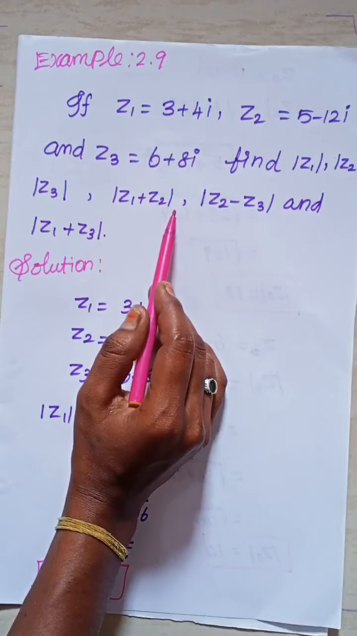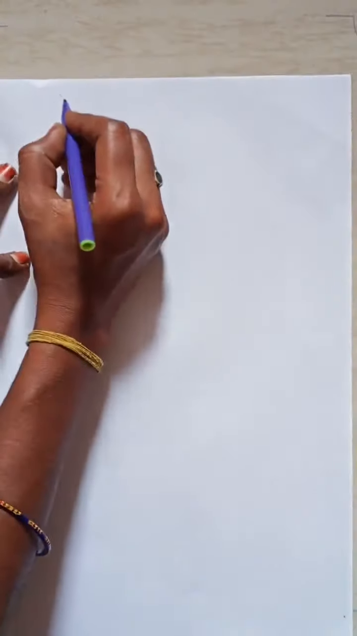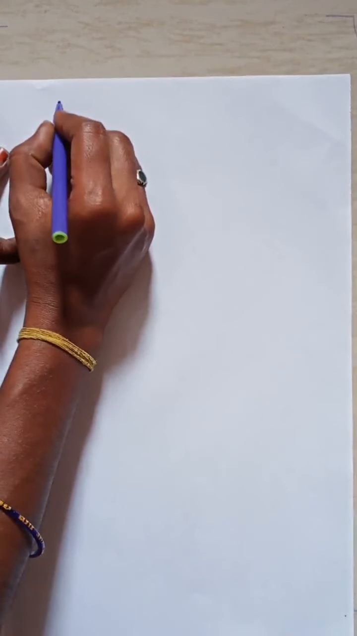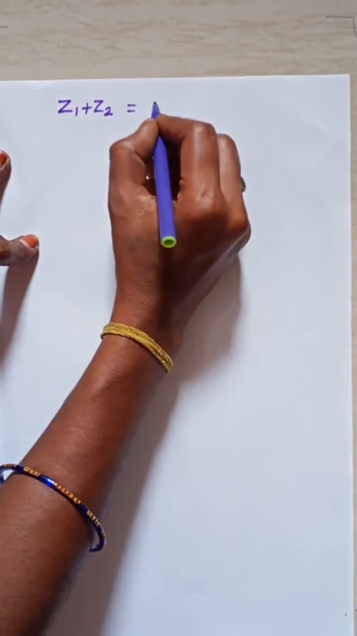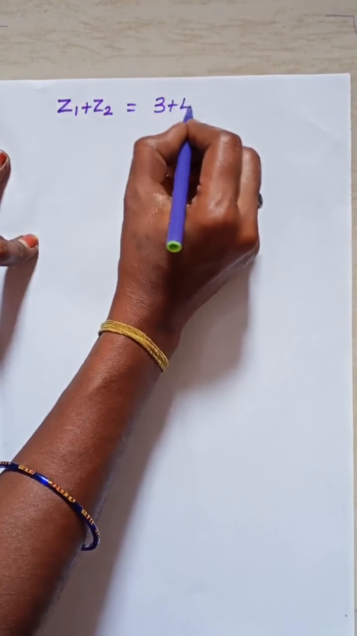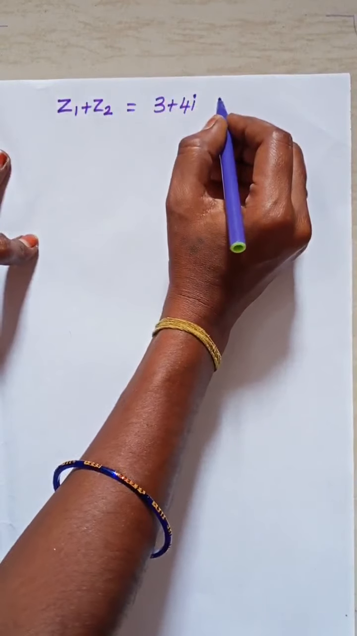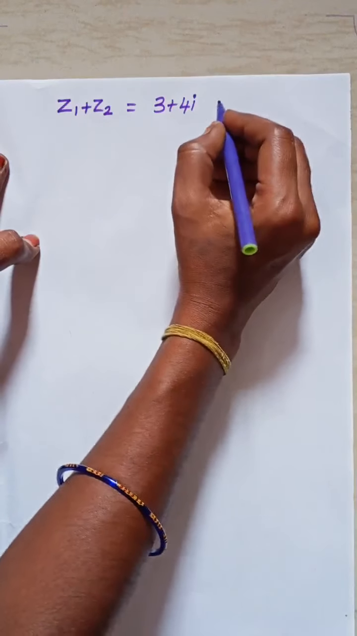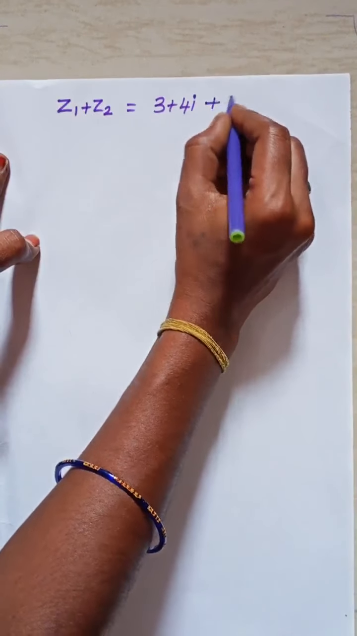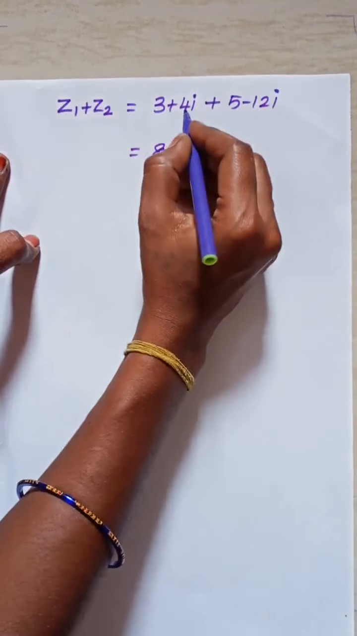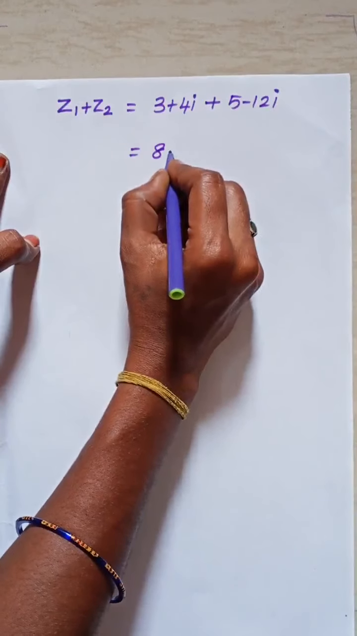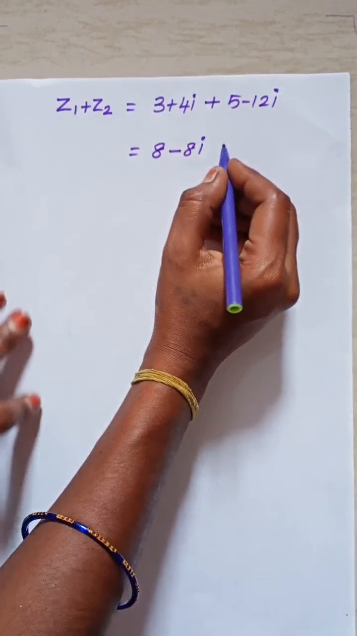Next, find modulus of z1 plus z2. We need the value z1 plus z2, then take its modulus. So first find z1 plus z2. What is z1? z1 is 3 plus 4i. Write it: 3 plus 4i. z2 is plus 5 minus 12i, which is equal to 3 plus 5 is 8, and 4i minus 12i is minus 8i.